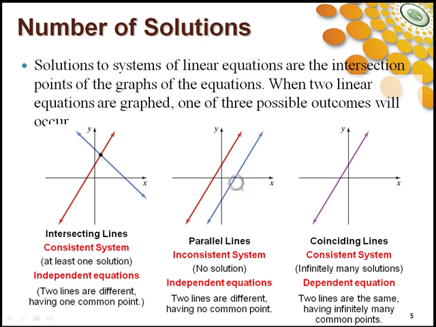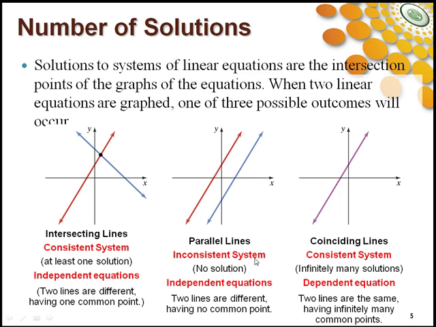Now there's another possible outcome: the two lines are parallel. When two lines are parallel, the two lines are different, so we have no common point. So we have no solution. When the system has no solution, we call the system inconsistent. Now the two lines are different, so we call them independent equations.